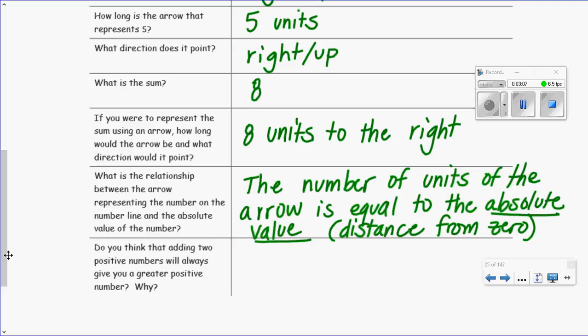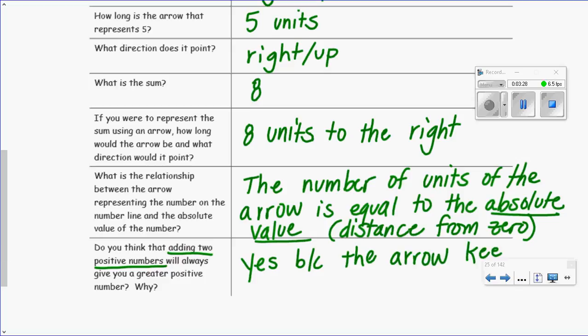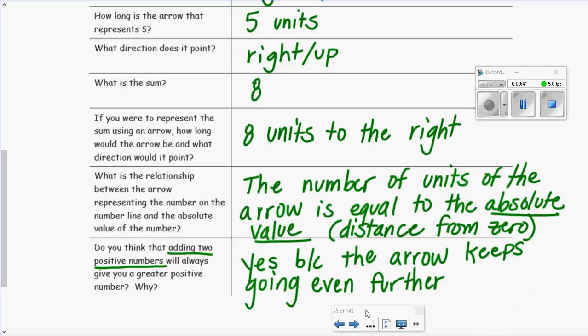Okay, so what do you think? If you're adding 2 positive numbers, will it always give you a greater positive number, and why? Well, the answer is yes. The reason it will give you a greater, which means like even more positive, yes, because the arrow keeps going even further right. Hopefully that kind of gives you a foreshadowing of what happens when we have 2 negative addends. Okay, even further to the right.